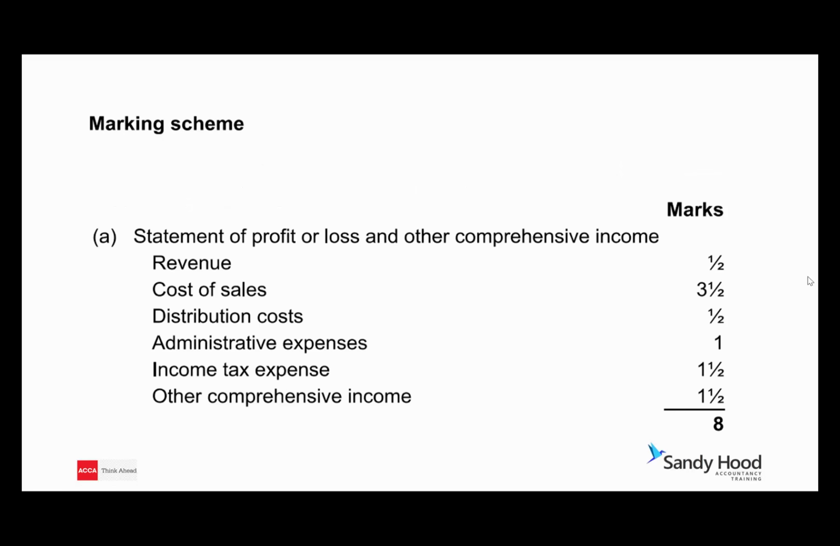In the first section, the revenue, which didn't require any calculations, earns you half a mark, so you might as well get it. The cost of sales, which did involve the calculations, is worth a very good 3.5 marks. Distribution expenses, again a copying figure. Admin expenses, we had to add on the depreciation on the buildings, so that's why it's worth a mark. Income tax expense, we had to do the additional calculation, and similarly the other comprehensive income, where we were looking at the revaluation and the recognition that part of it was on the land, part of it was the buildings. Overall, 8 marks.